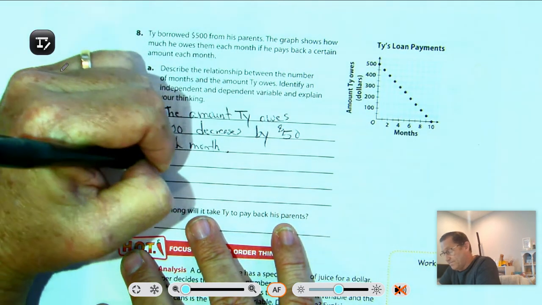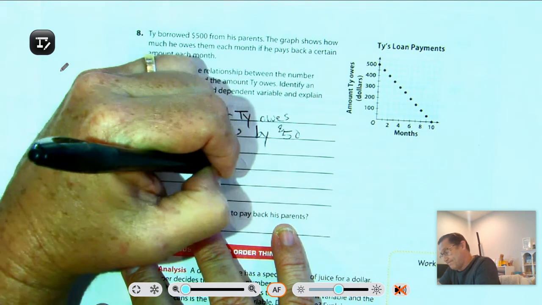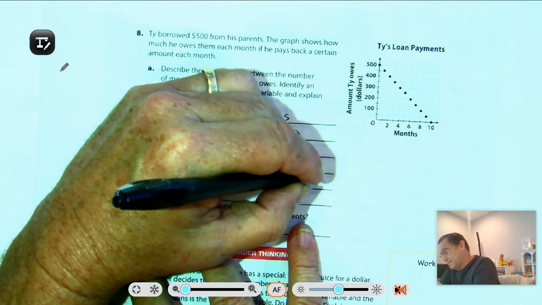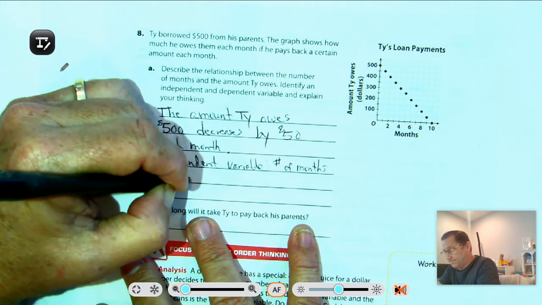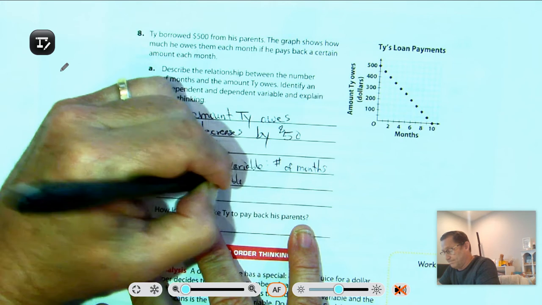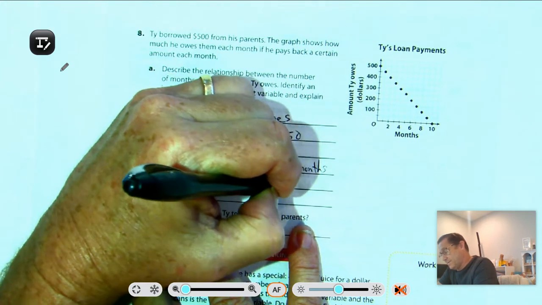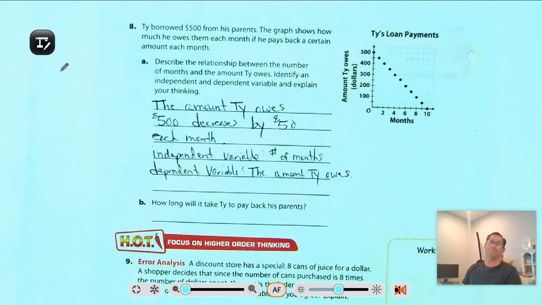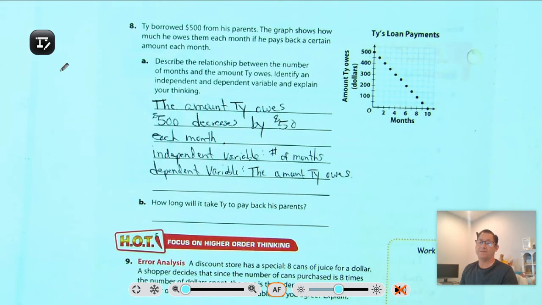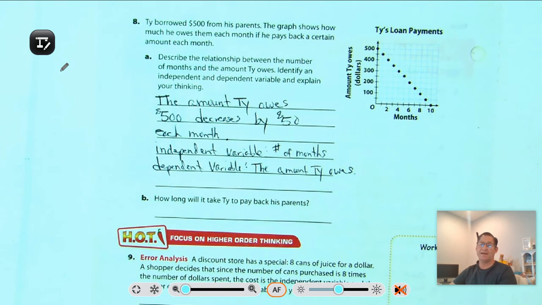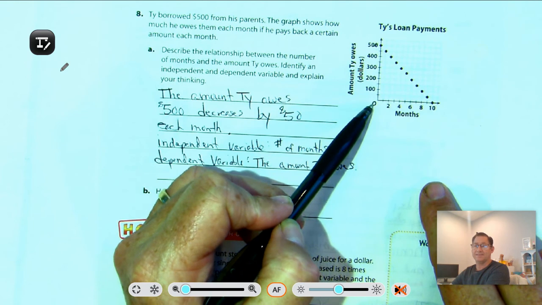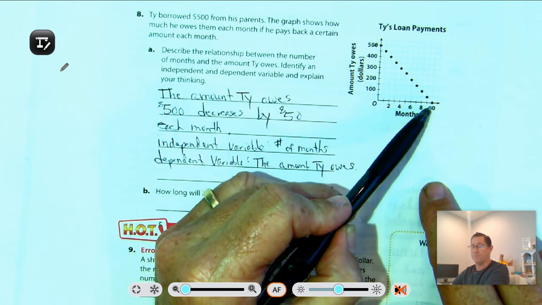So the independent variable is number of months, and dependent is the amount Ty owes. Okay. So the less months that have passed, the more money he owes. The more months that have gone by, the less money he owes. How long will it take Ty to pay back his parents? Well, so we start here at 500. We need the amount to get to zero. Where does it get to zero? At month 10.